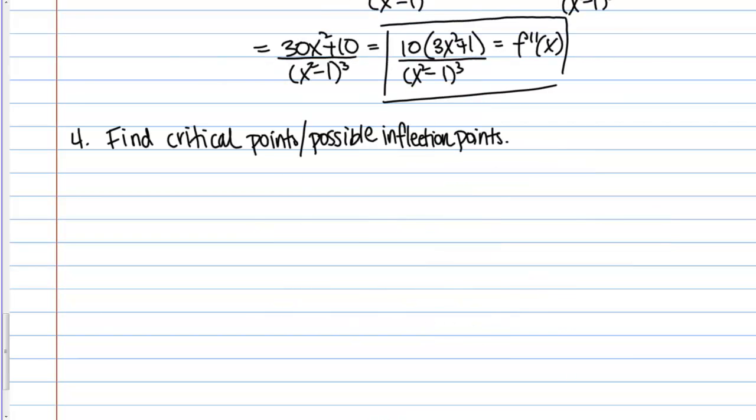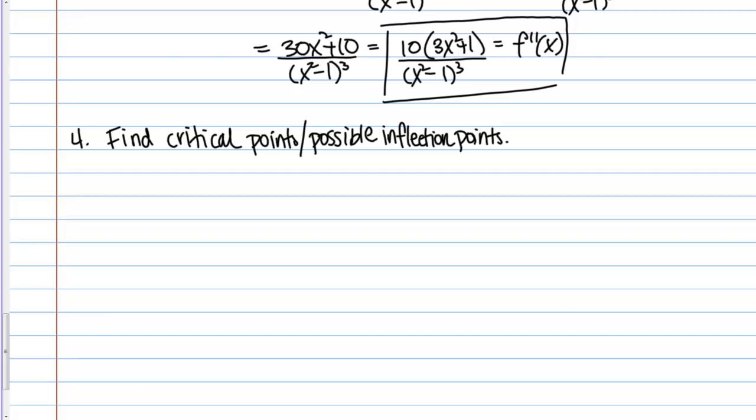In step 4, we want to find the critical points and possible inflection points. So just as a quick review, critical points are the points where the derivative equals 0 or the derivative does not exist. And these are the possible local maxes and mins of the function. That's why we're interested in them. And then the possible inflection points, those are kind of like the critical points, but with the second derivative. Those are the places where the second derivative equals 0 or does not exist. And of course, we're interested in them because they are possible inflection points, places where the concavity might change.